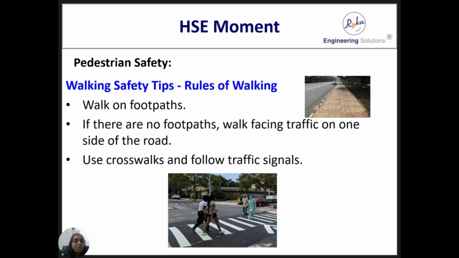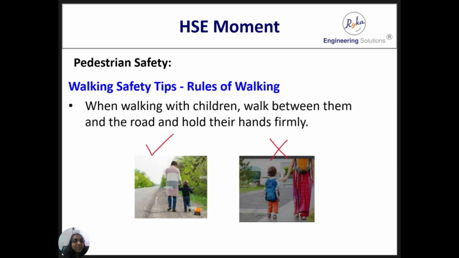Here is a safety moment for pedestrian safety. We all walk on the road, right? So while walking, walk on footpaths. If there are no footpaths, walk facing traffic on one side of the road. When there is two-way traffic on the road, walk facing the traffic. Use crosswalks and follow traffic signals. When walking with children, walk between them and the road and hold their hands firmly. The picture shows the do's and don'ts of the rule.